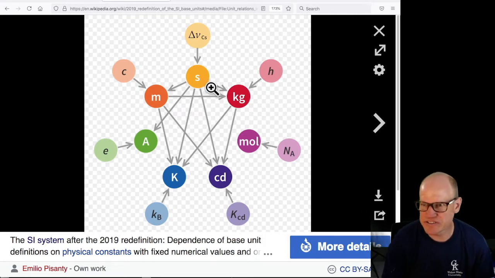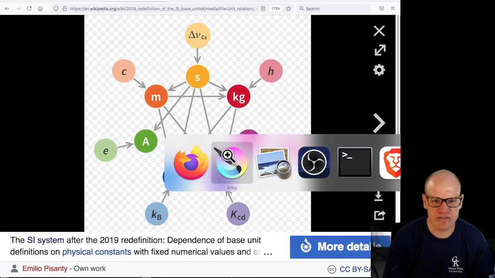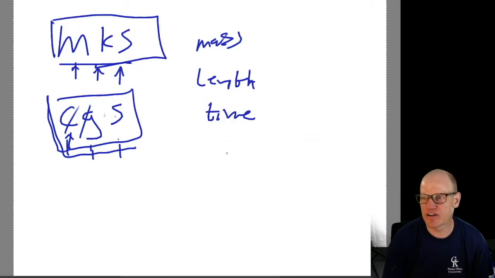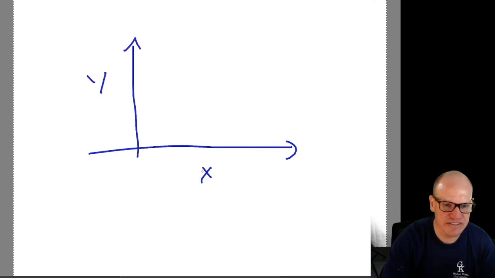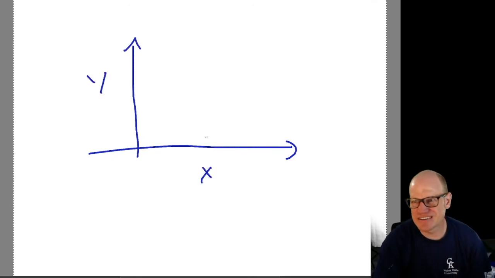There's a variety of different ways to construct coordinate systems, and they all have their own advantages. So we typically will say, here's your coordinate system, it looks like this, and you've got some x direction and some y direction. But this isn't all that's going on.